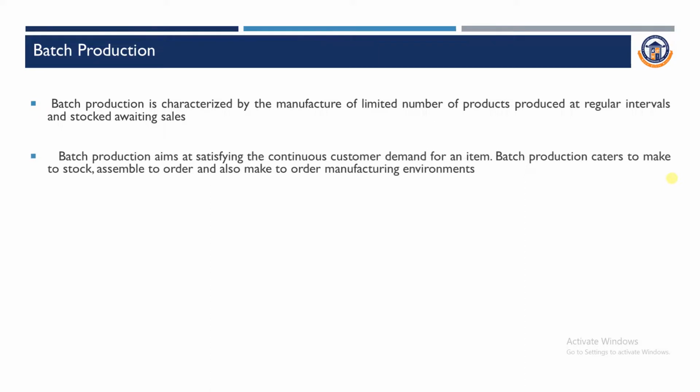So the batch production aims at satisfying the continuous customer demand for an item. So batch production caters to make to stock, assemble to order, and also sometimes it's a make to order manufacturing environments. So most of the time we try to follow the combination of all the three general methods. So there are some examples for batch production: machine shops, foundries, the plastic molding units, chemical and pharmaceutical units.